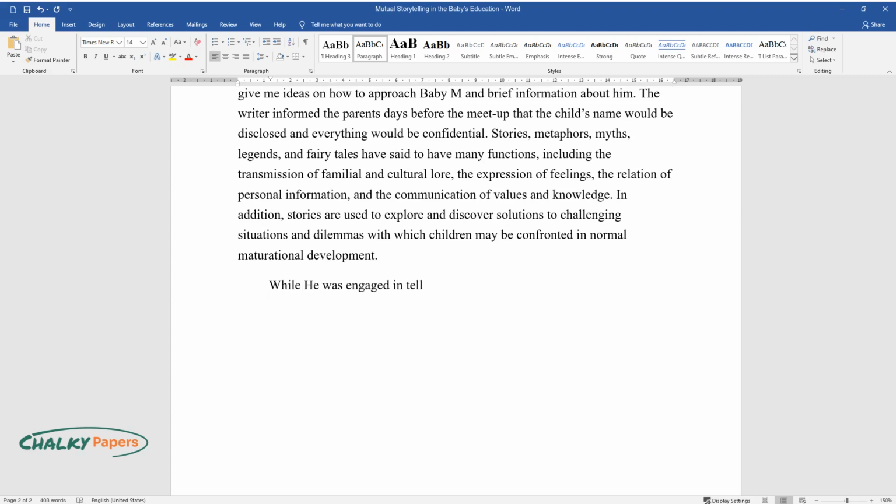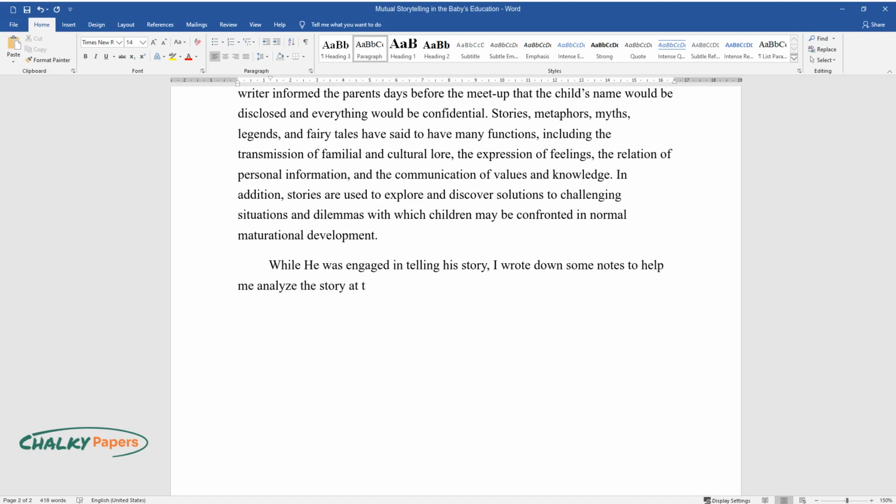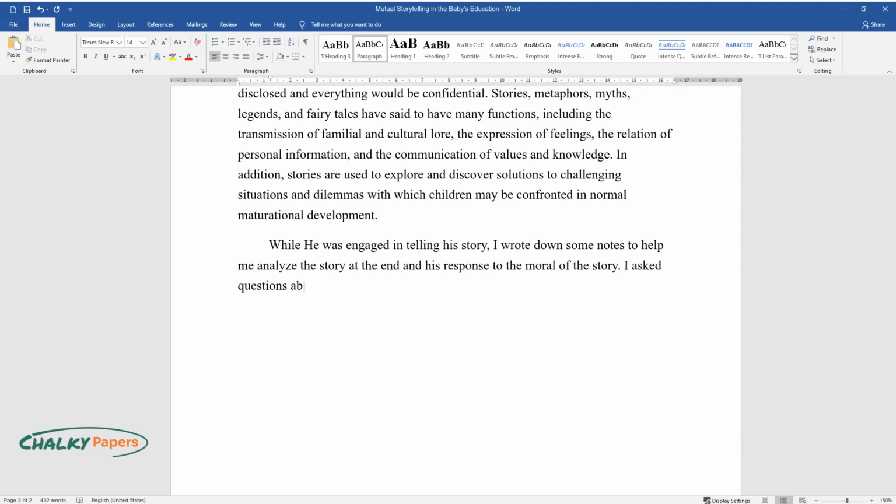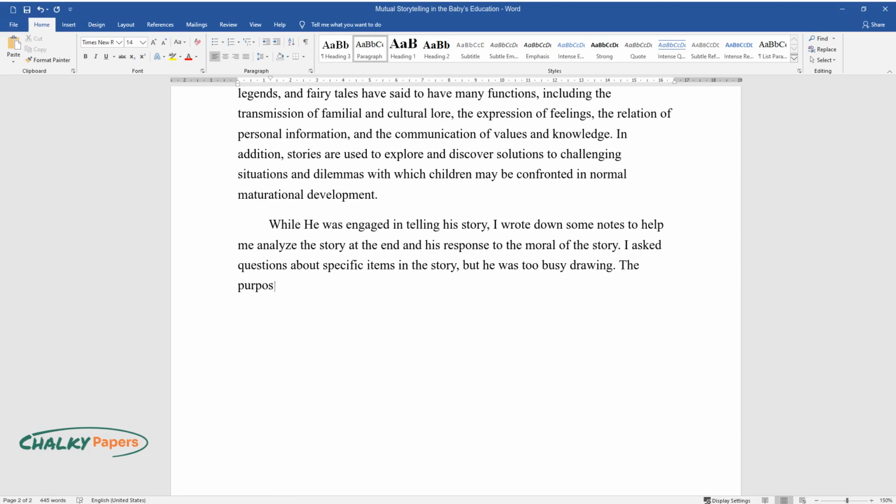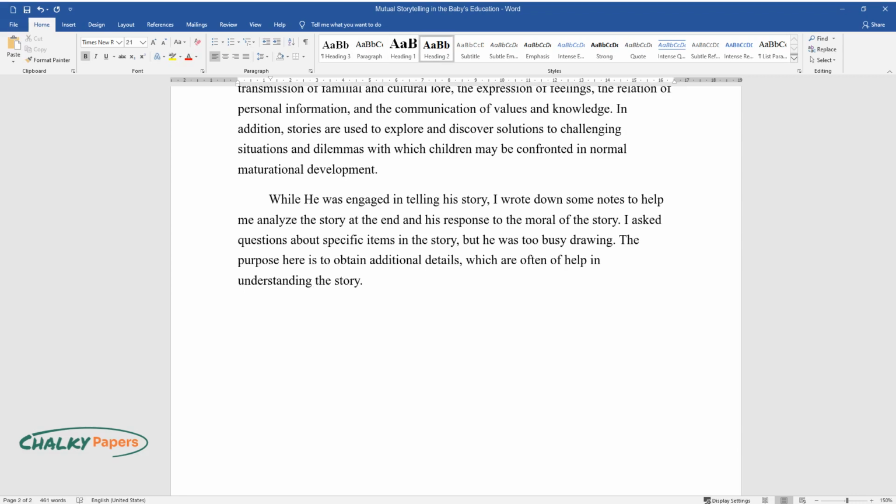While he was engaged in telling his story, I wrote down some notes to help me analyze the story at the end and his response to the moral of the story. I asked questions about specific items in the story, but he was too busy drawing. The purpose here is to obtain additional details, which are often of help in understanding the story.